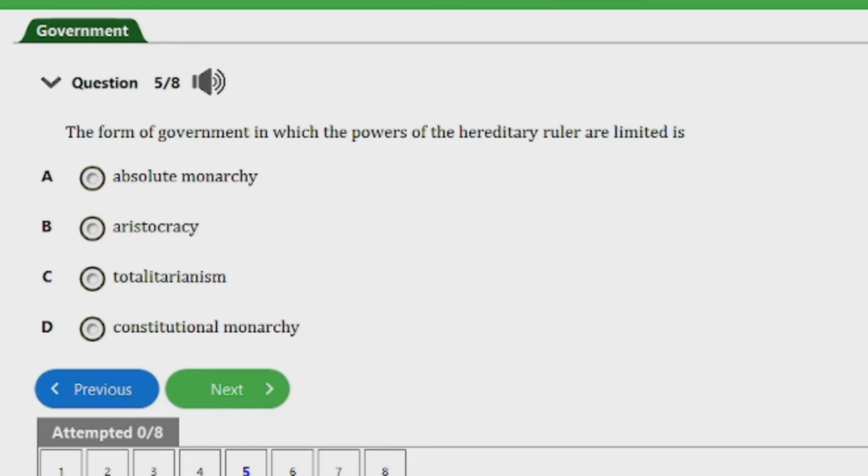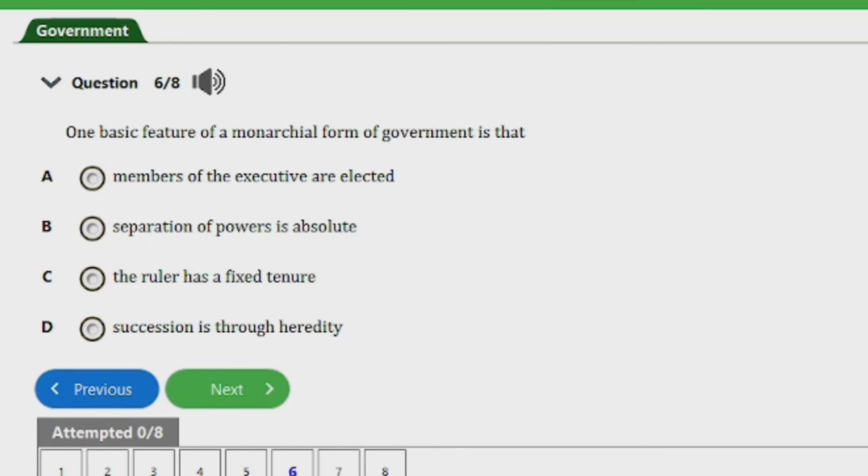So here is question number 5. It says, the form of government in which the powers of the hereditary ruler are limited is A. absolute monarchy, B. aristocracy, C. totalitarianism, D. constitutional monarchy. So guys, the answer to this question is option D here, that's constitutional monarchy. And that's it for this question. So let's head on to the next one guys.